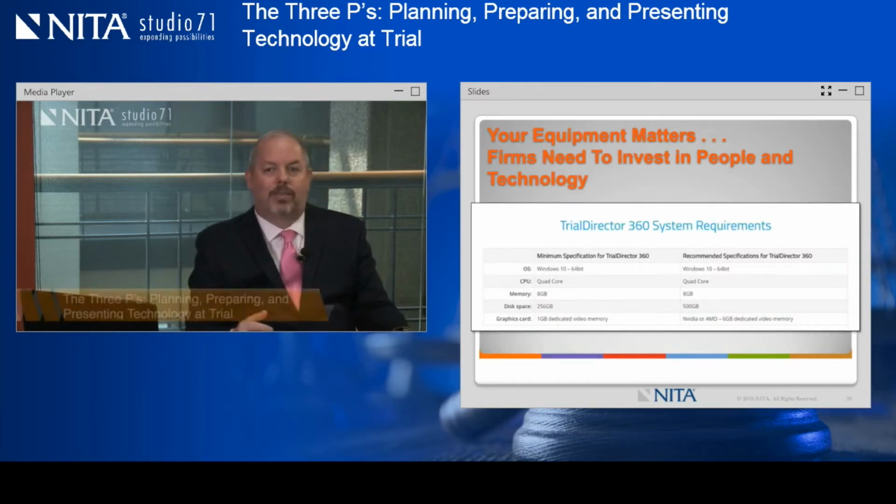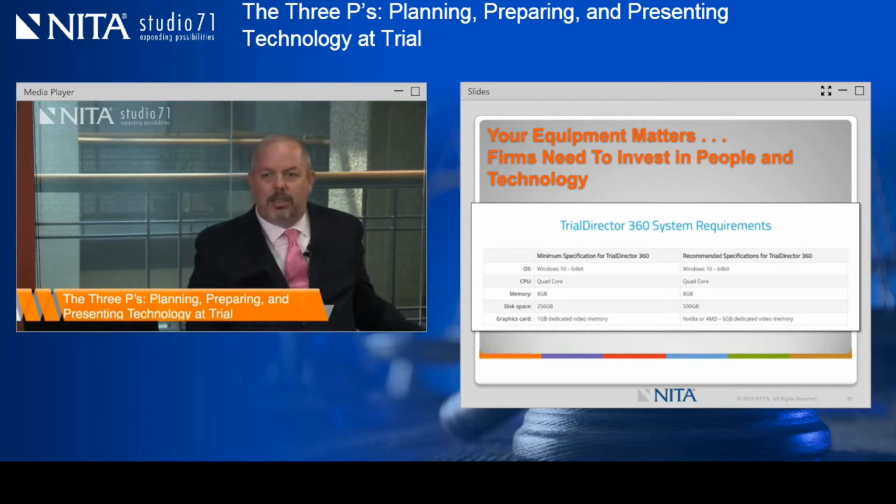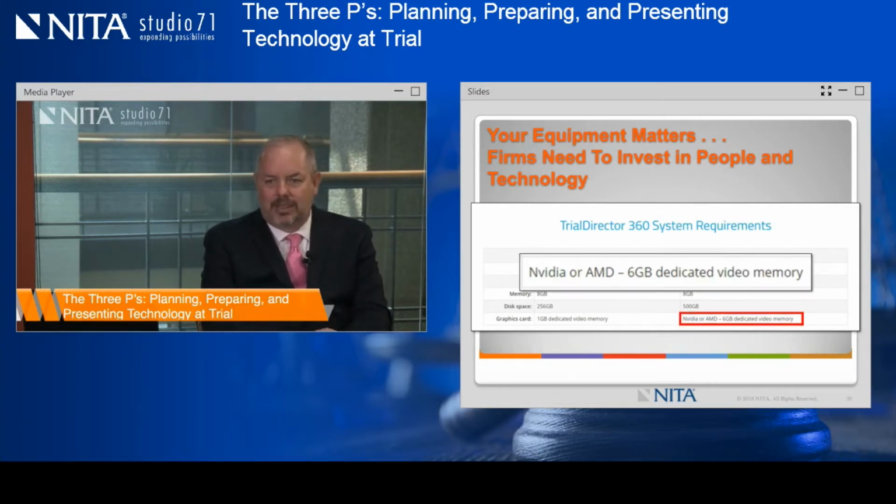Firms often make very poor decisions on equipment selection. It's hard to get support for buying the high-end laptops that are often necessary for trial. And you can imagine how a conversation goes when you ask for a high-end gaming laptop due to its video capability. The typical response is, you must be crazy. You only use that a few times. But if you don't have the right equipment, you'll put your case at risk every time you go to trial. So make sure you have the right equipment or are using a consultant that does.